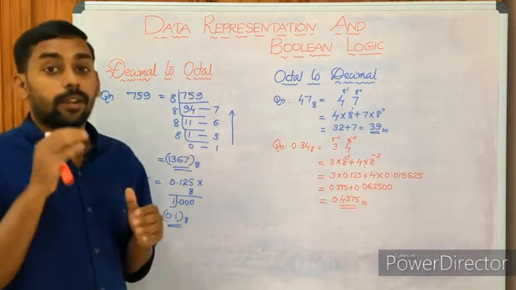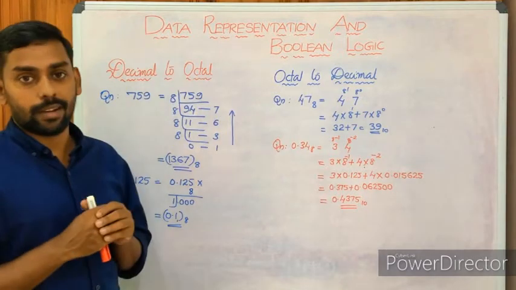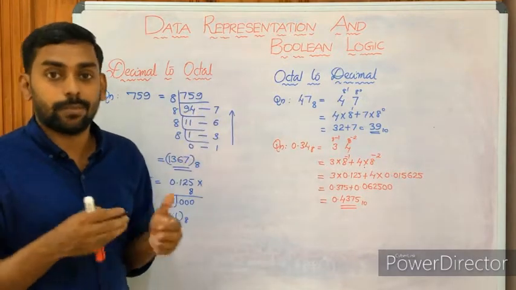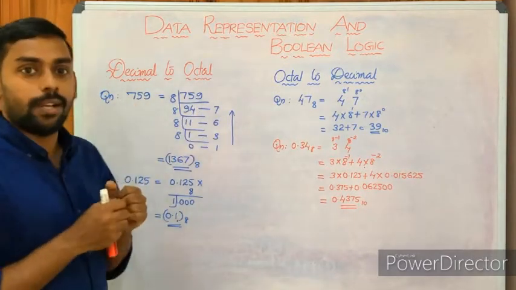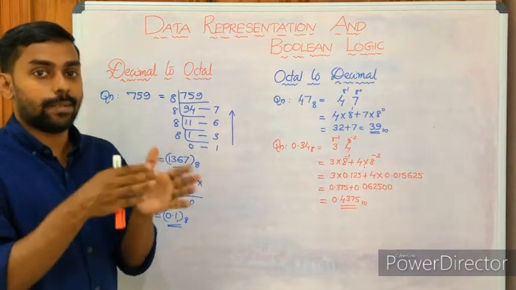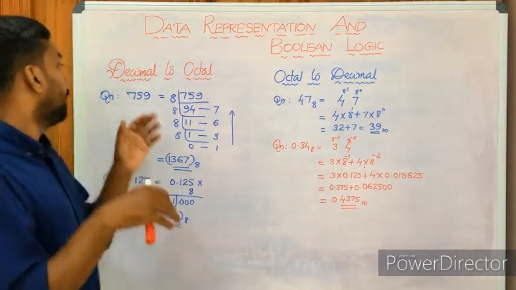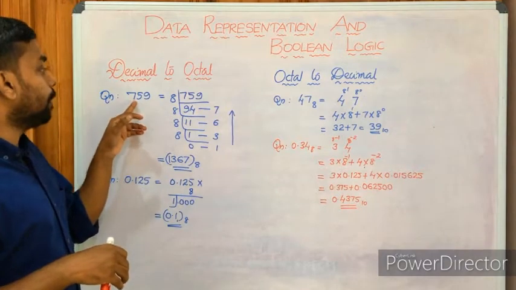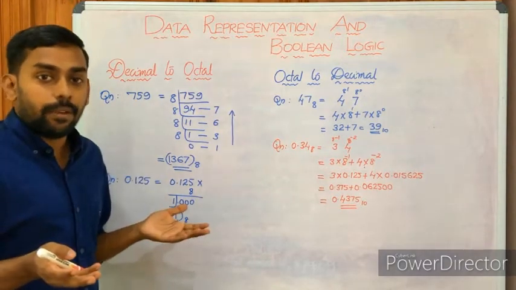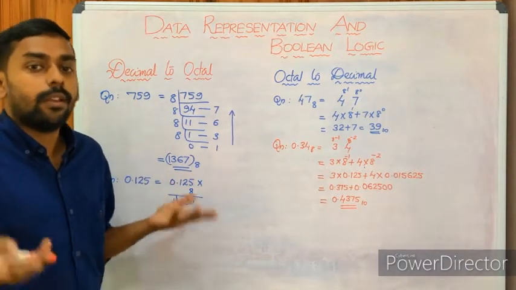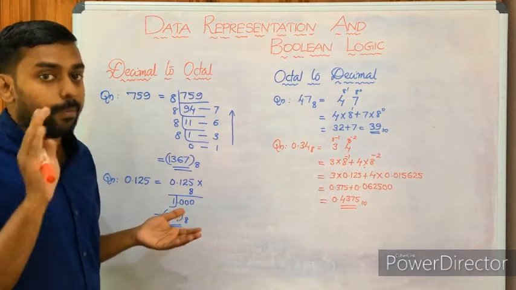Here we have our next conversion. It's from decimal to octal, and we have of course octal to decimal as well. So how to convert decimal to octal? Here it is. We have a decimal number 759. When we write 759 without any base, it will be a base 10 number, right? It's a decimal number.